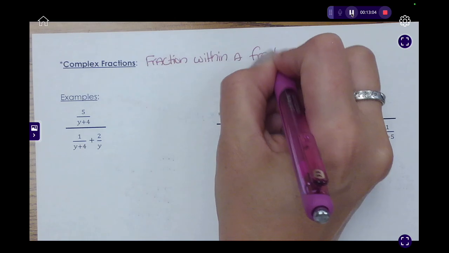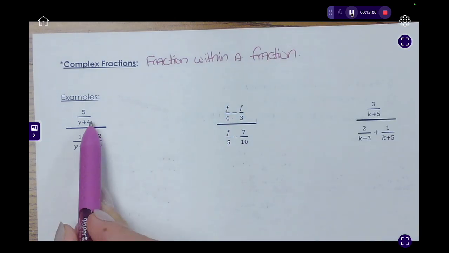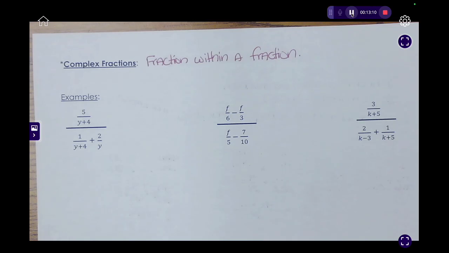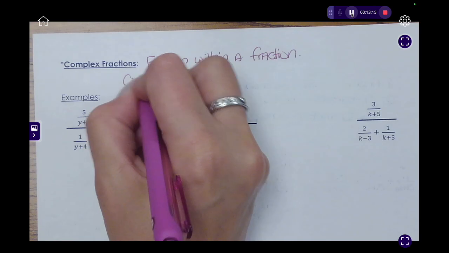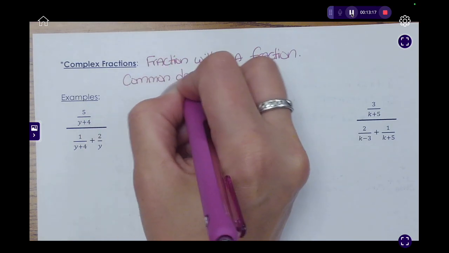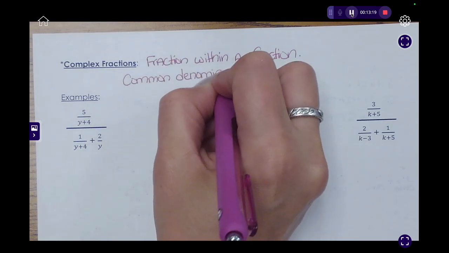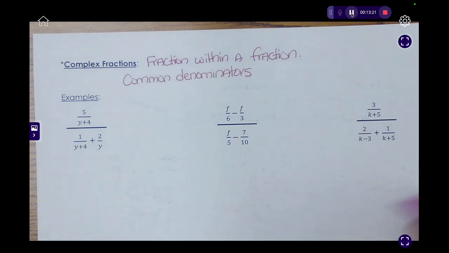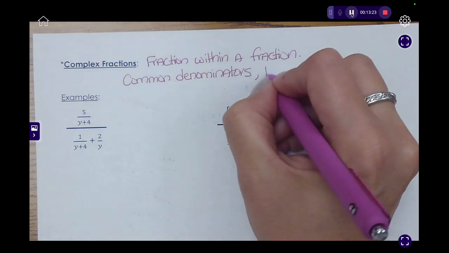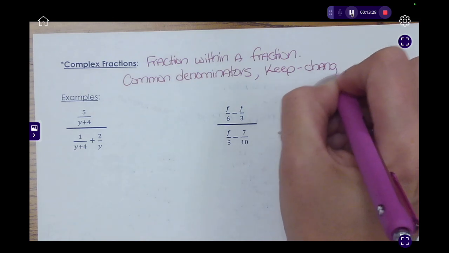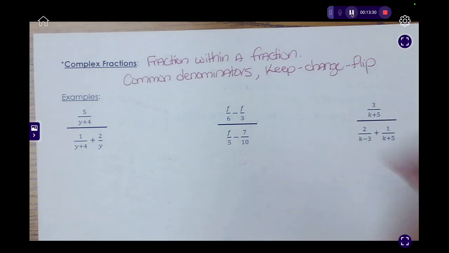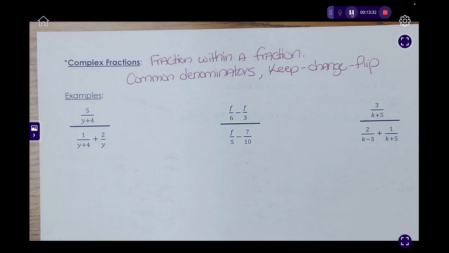So it looks complex because I have a fraction being divided by another fraction. So that's kind of like a lot. So when you're looking at this, again, you have to find those common denominators. You're going to simplify what you can. So if you can add or subtract, once you find those common denominators, you will. And then remember, because it's division, we're going to do the keep, change, flip. So we're kind of putting together everything that we've done in the previous lesson and this lesson.